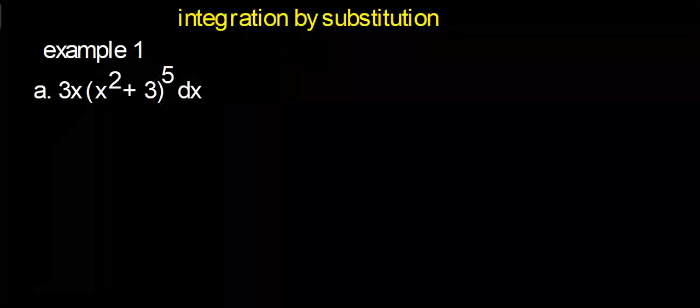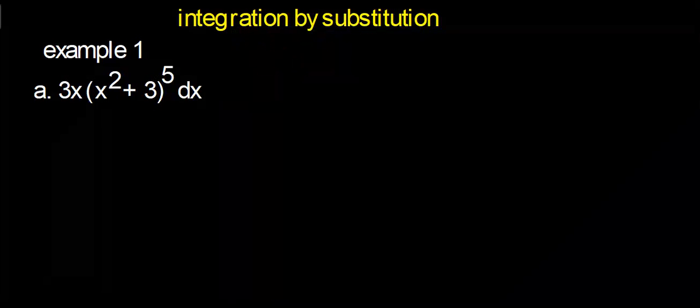In this lesson, we're going to see how to integrate a function by using a substitution, and we're also going to do a lot of different types of examples. So let's get started. The first example is 3x times (x squared plus 3) to the power of 5, and we're going to integrate this function by using the u substitution.